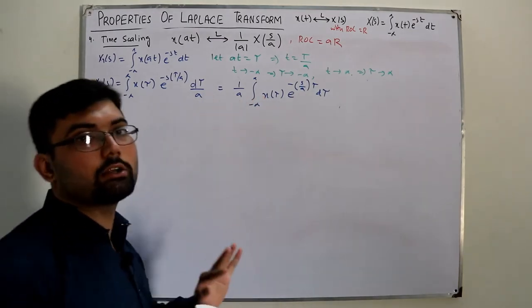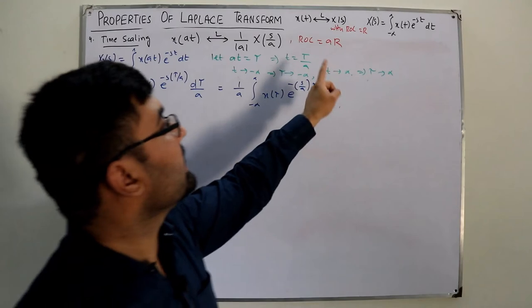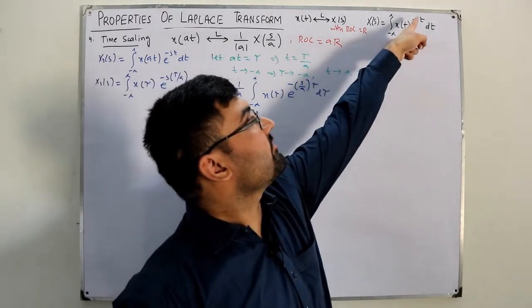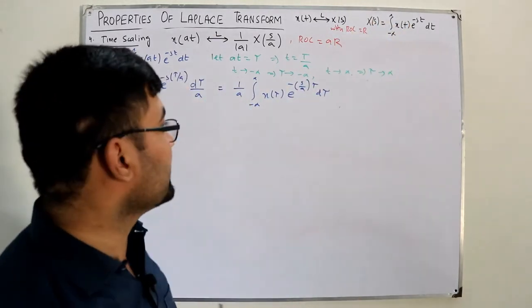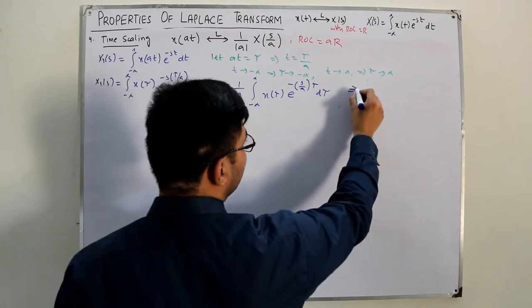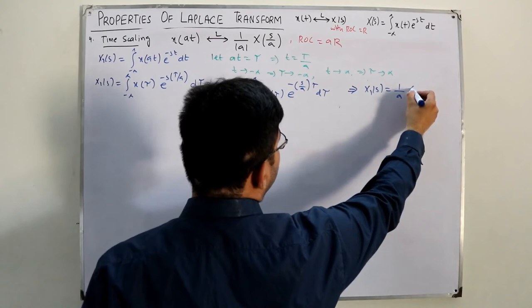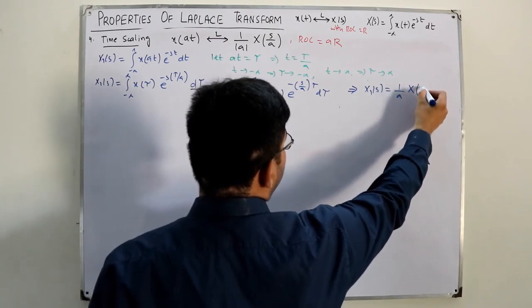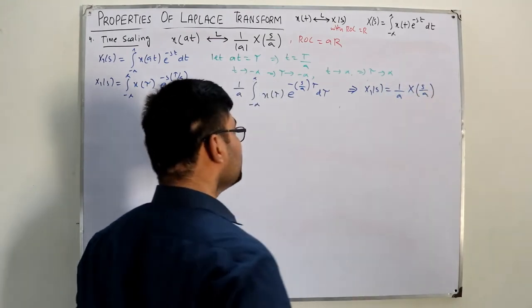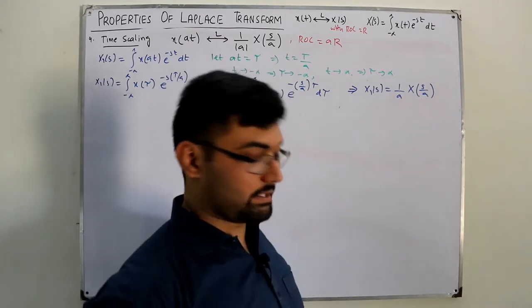We have a 1 over a constant, doesn't matter. We have an s by a. S by a means what? That if you have s by a in the Laplace transform over here, you have s by a as well. So this means that X1 of s has become equal to 1 upon a into the original X of s by a. Isn't it like this? It is.